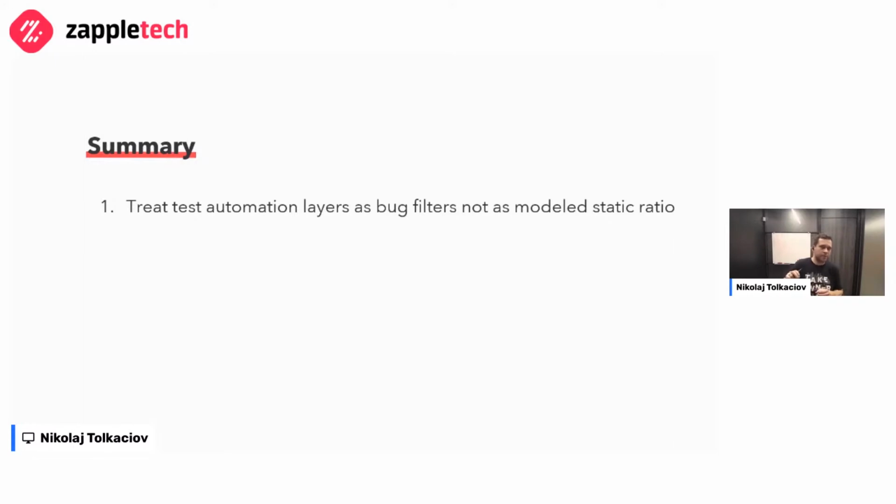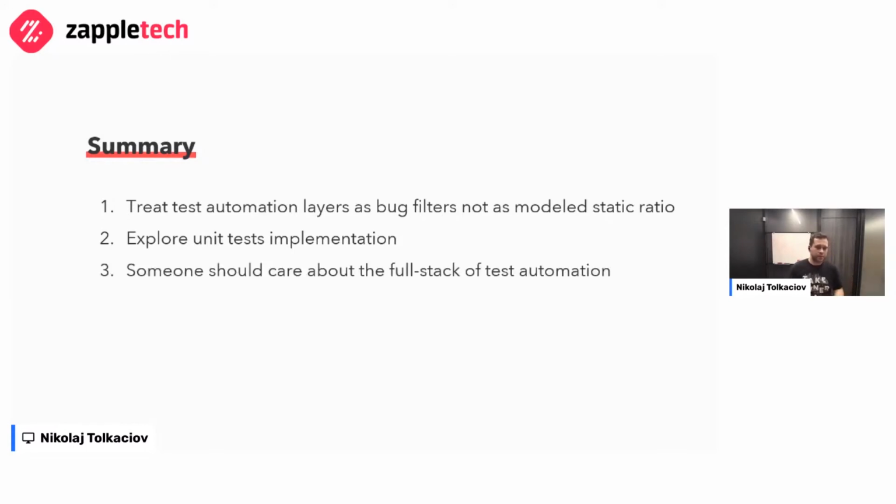If you think of this from a bug filter perspective, what can go wrong and how can I prevent that? This will still require you to look at the unit tests. You need to understand how they work, what their capabilities are, and how you can utilize that. And someone should take care of the full stack transformation. If there's no owner, you will still have that wall where you don't care about each other, what tests are written in unit tests, what tests are written in API tests. You need to come up with an owner for that. Maybe you yourself can be the owner who will synchronize all the layers and make sure we are moving more effectively rather than just recreating all the coverage.